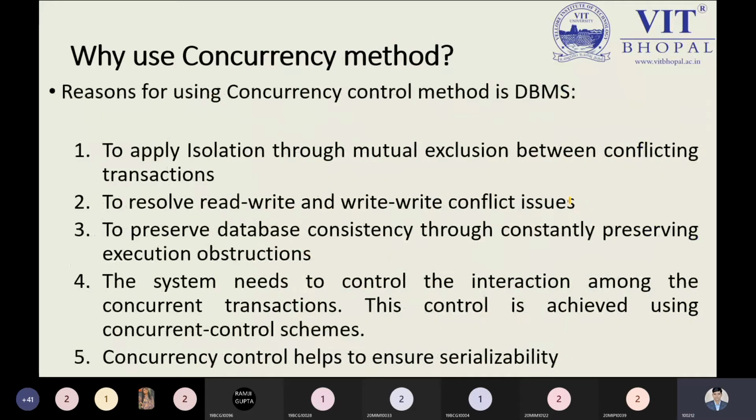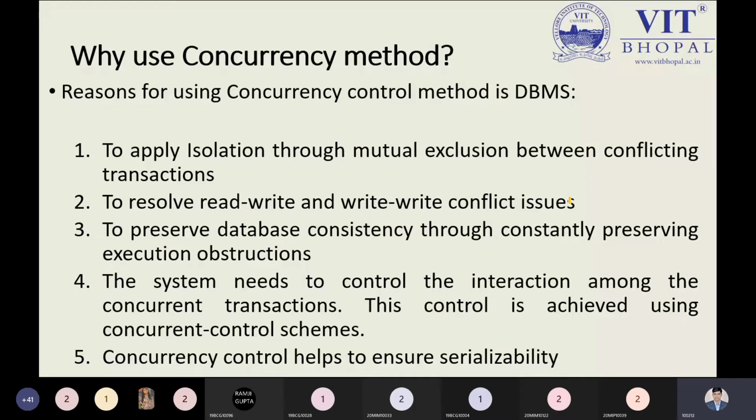From this point, we have a question: why do we have to use the concurrency method? I'm not diving in deeply, but I'm just giving you some idea of why we have to understand concurrency control. After understanding the fundamental point of concurrency control, let us understand why we have to use the concurrency method. First, to apply isolation through mutual exclusion between conflicting transactions. So two transactions which are conflicting will maintain isolation so that information cannot be lost and the data integrity rules are not violated.